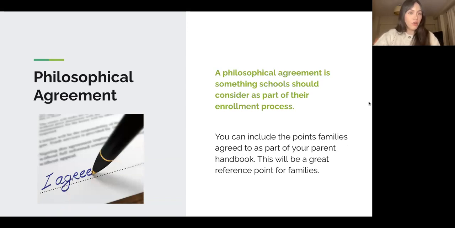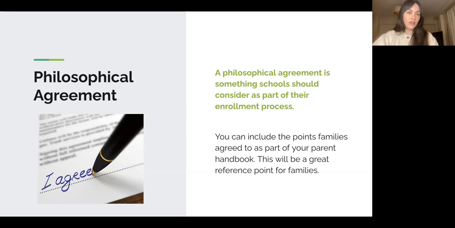This is where a philosophical agreement can also tie in really well. We do actually recommend that schools have families sign a philosophical agreement during the enrollment process, but you can include a copy of the philosophical agreement that they've already signed as part of your parent handbook. So you can just include a reminder: this is a philosophical agreement that every family signed when they enrolled at our school. We actually have a copy of this in our Montessori Thrive collection if you're looking for a template or one to use.